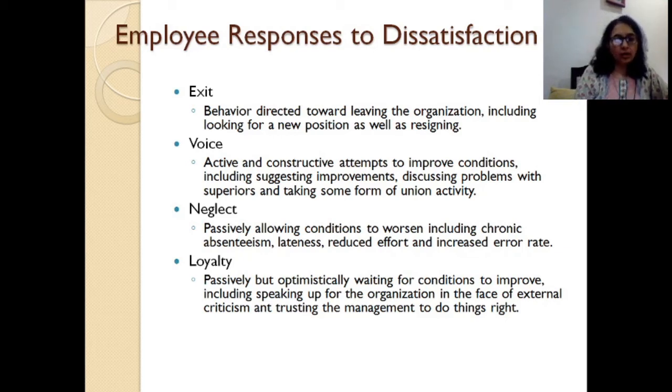And lastly, loyalty. Again, it is a passive reaction, but here the employees optimistically wait for conditions to improve, right? This includes speaking up for the organization in the face of external criticism and trusting the management to do the right things. So the employees show their loyalty, but they also optimistically wait for conditions to improve.